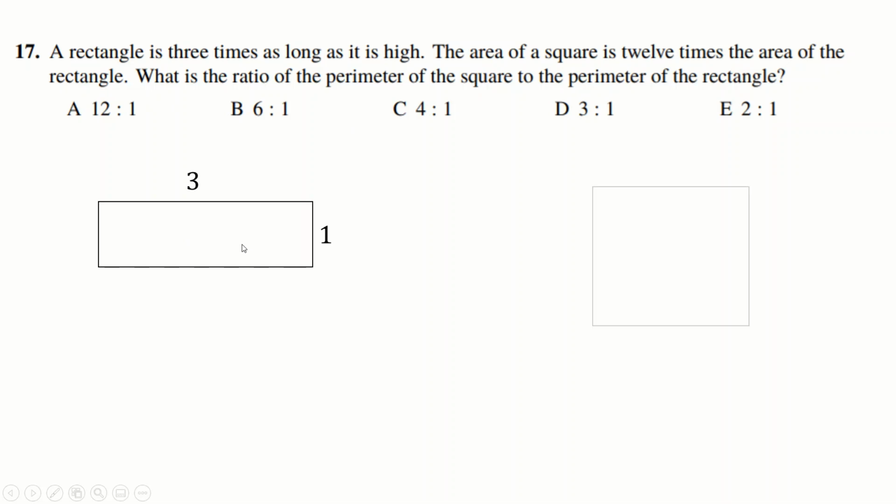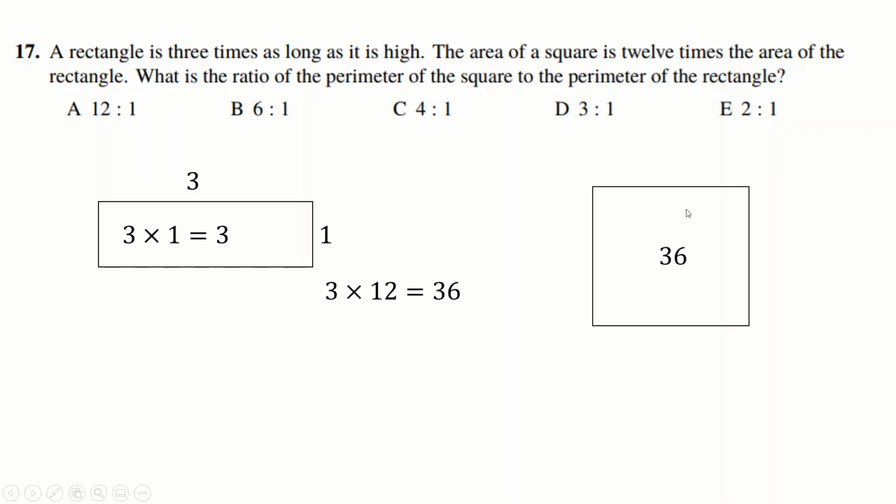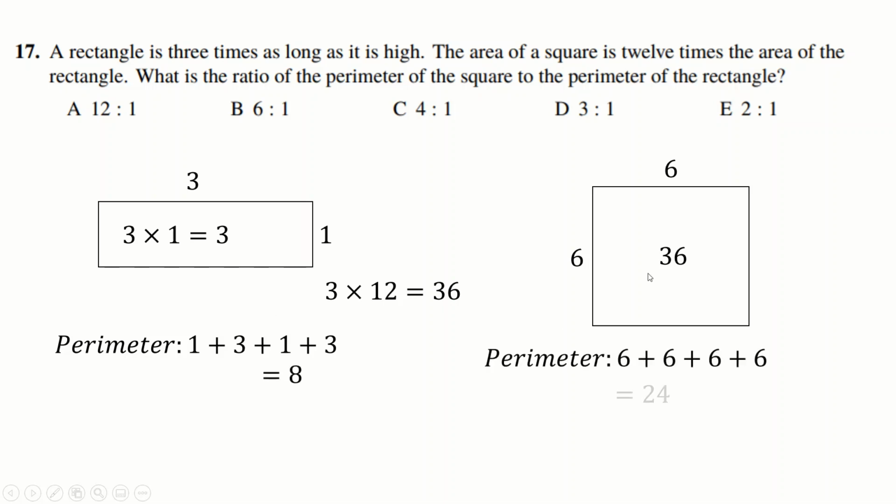Now the area of this rectangle is clearly 3. So the area of this square clearly needs to be 36, which means its sides need to be 6, because 6 times 6 is 36. What's the ratio of perimeter of the square to the perimeter of the rectangle? Now the perimeter of the rectangle is 1 plus 3 plus 1 plus 3, which is 8, and the square is 6 plus 6 plus 6 plus 6, which is 24.